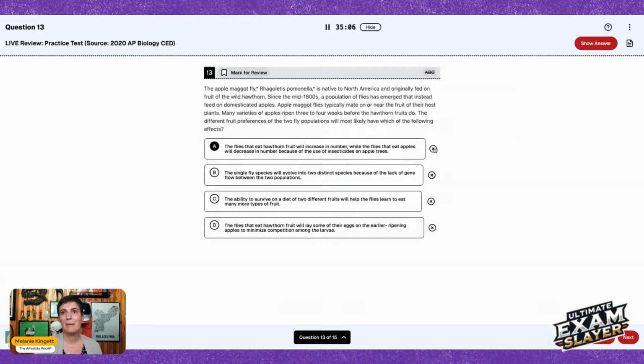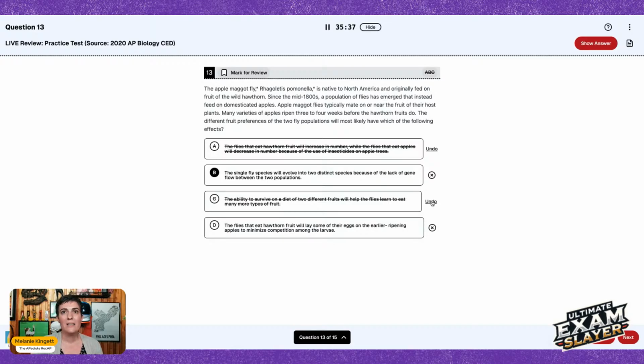Something about insecticide. I mean, insecticide is not even mentioned. So we're going to say A is not correct. B, the single fly species will evolve into two distinct species because of the lack of gene flow. That seems promising, but let's check the others. The ability to survive on a diet of two different fruits will help the flies learn to eat. Okay, I'm going to stop. The flies aren't learning anything. Please be careful about your terminology when you're talking about organisms wanting to get things, becoming things, hoping to get traits. It's not going to be the answer.